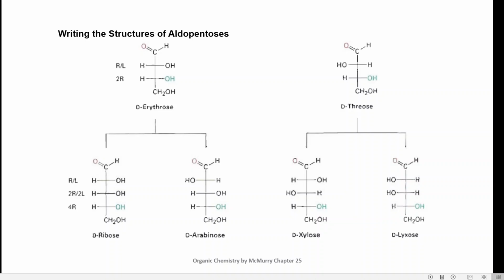Please note that the number of chiral centers in these aldopentoses is 3. So total number of stereoisomers would be 2 raised to the power 3, which is equal to 8. 4 D isomers are written here. The rest of 4 would have L configuration. So total number of 8 are fulfilled. Now how to remember their names?